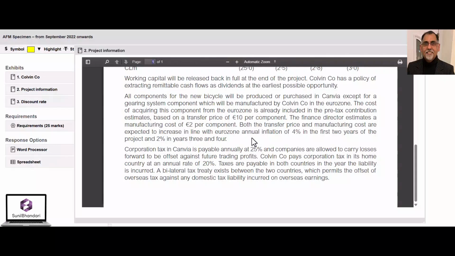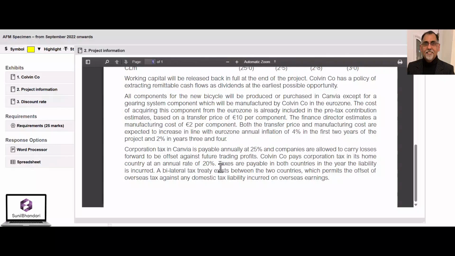And then I've got to pay tax on that contribution. I've got to pay tax in my country on that contribution. Corporation tax in Cambia is 25%, and they are allowed to carry losses forward against future profits. Stop. That as a trigger: in investment appraisal questions of FX NPV, if you've only got one subsidiary abroad, the loss has to be carried forward, right? Because you've got nothing to offset it against. It'll be set against future profits.